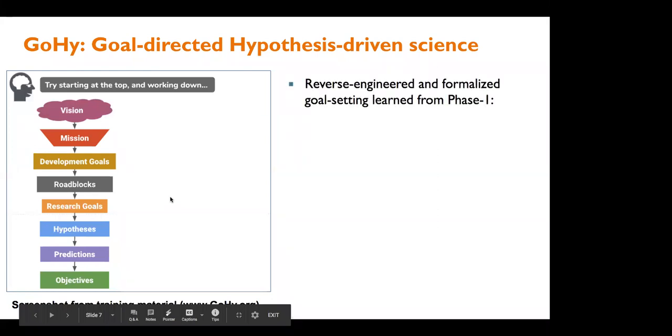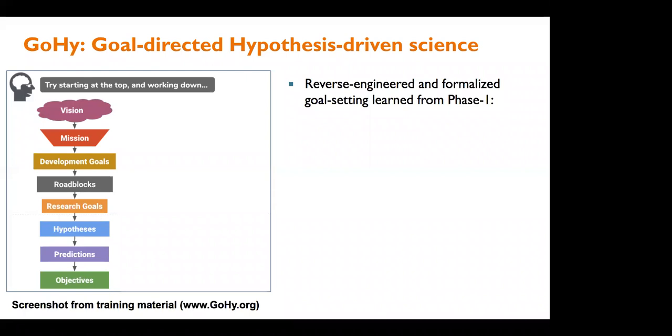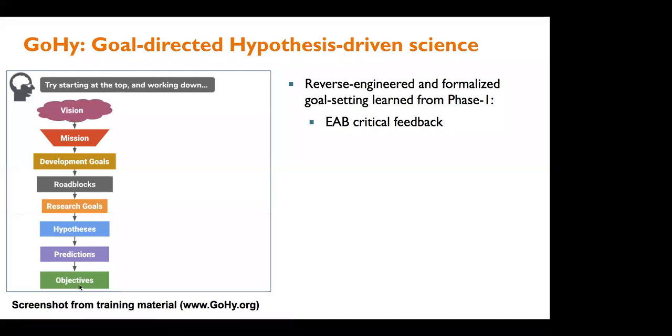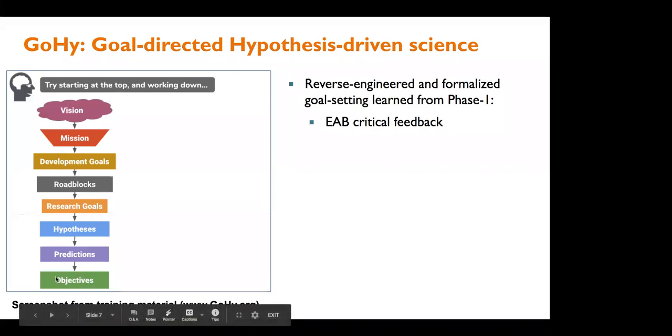And where does this thing come from? Well, a lot of it comes from me trying to reverse engineer and formalize the goal setting that I learned from phase 1. A lot of that was critical feedback from the EAB. When I think of all this feedback I got from the EAB in the first couple years, in terms of Go High, I think like a lot of new faculty members, I was very, very focused on the detailed objectives of all the stuff that I was an expert in from my previous work on GWAS and genomics.